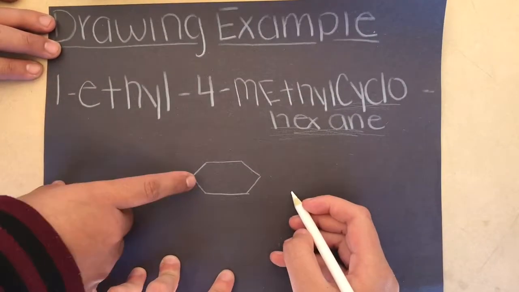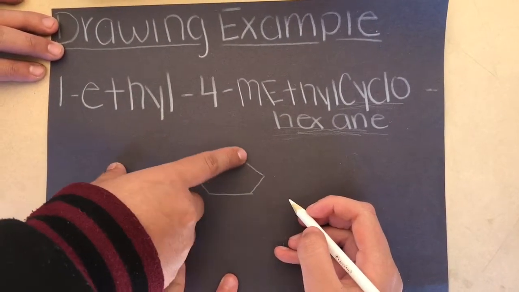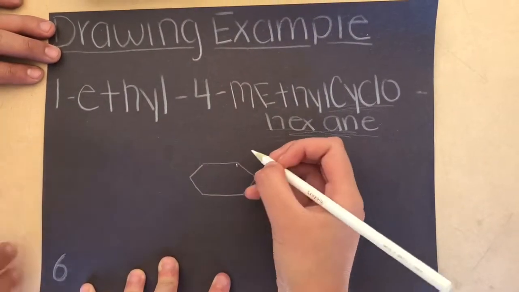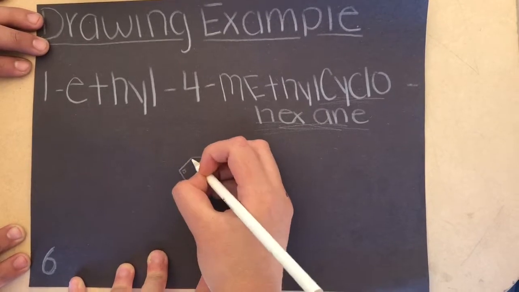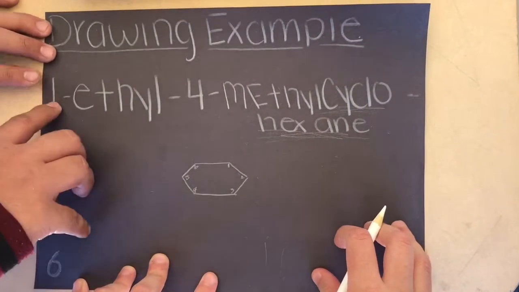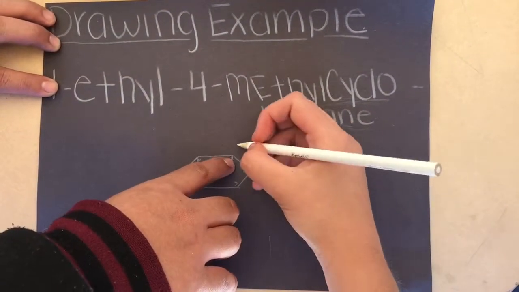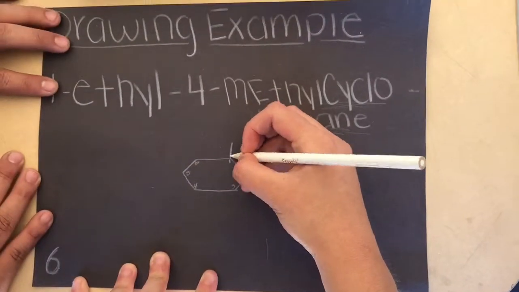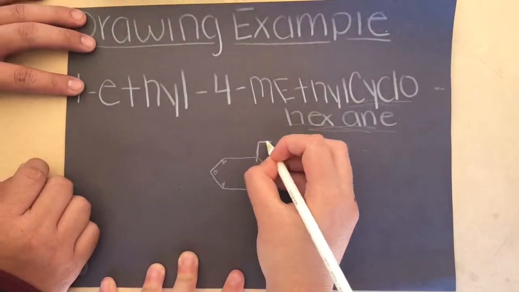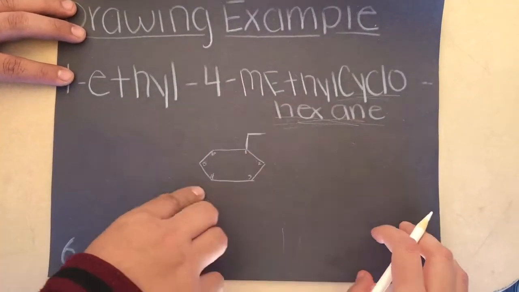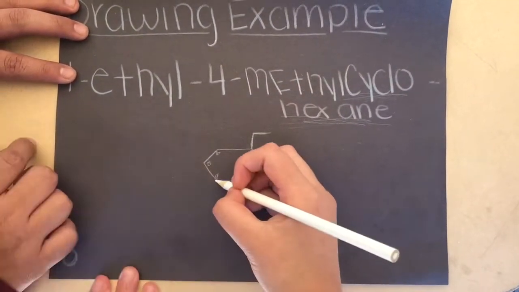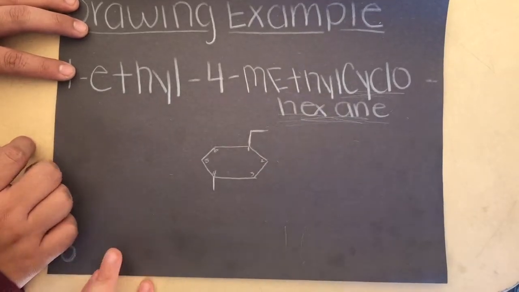Now we look at the ethyl, and we put 1 ethyl on whatever side we need to start counting on. So where do you want to start? We would start it here. 1, 2, 3, 4, 5, 6. Okay, so 1 ethyl. We have to put the ethyl branch right on the 1. Okay, so 4 methyl, which means we have to go all the way down to the 4 and make 1 branch. And that's it.